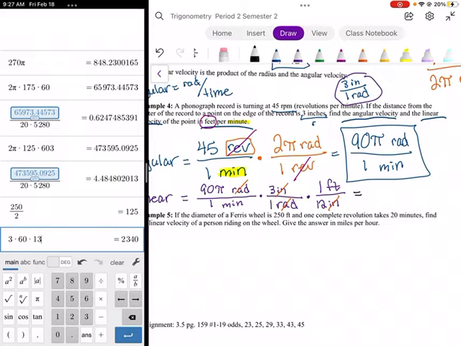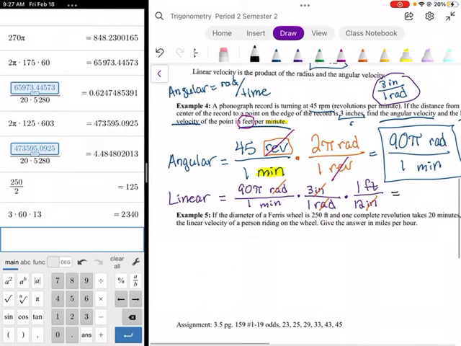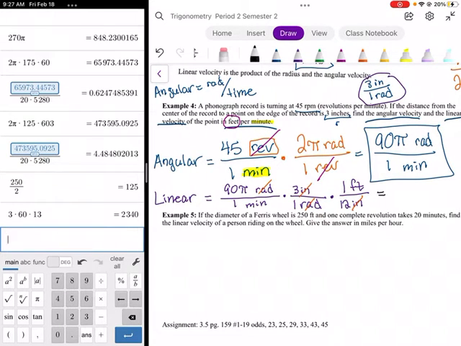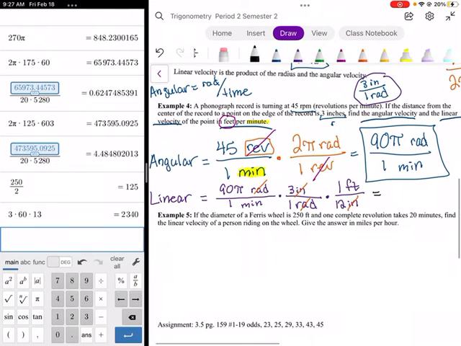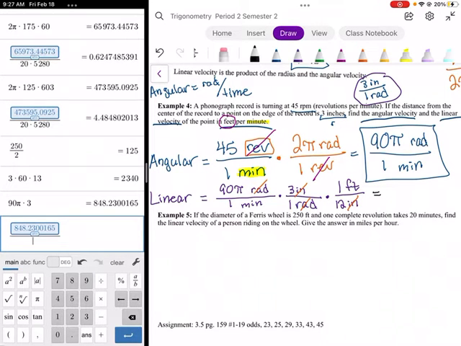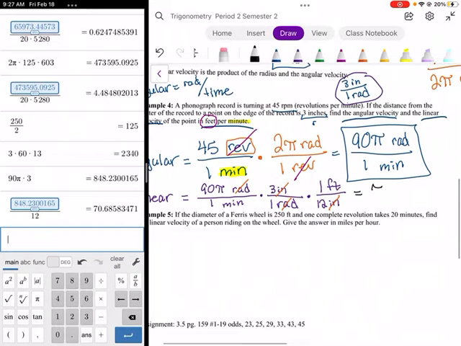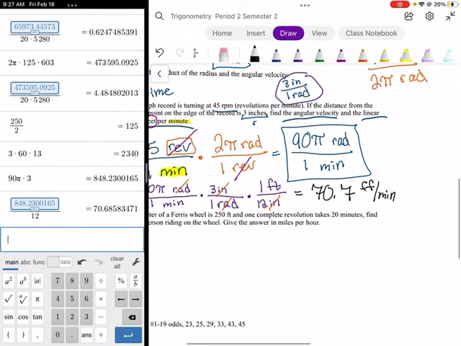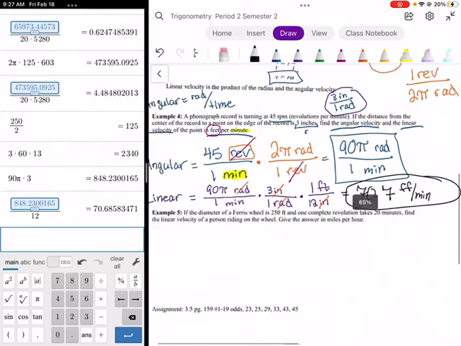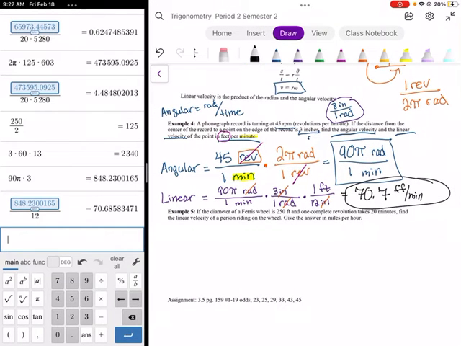So now we're left with feet per minute, which is what we wanted. And for this one, because it's linear, it's okay to round your answers. So we would do 90 pi times 3 on top, and then divide that by 12 on the bottom. We're going to get about 70.7, and this would be feet per minute. If it asks for exact answers, then you would just leave pi in your answer and you wouldn't type it into a calculator.